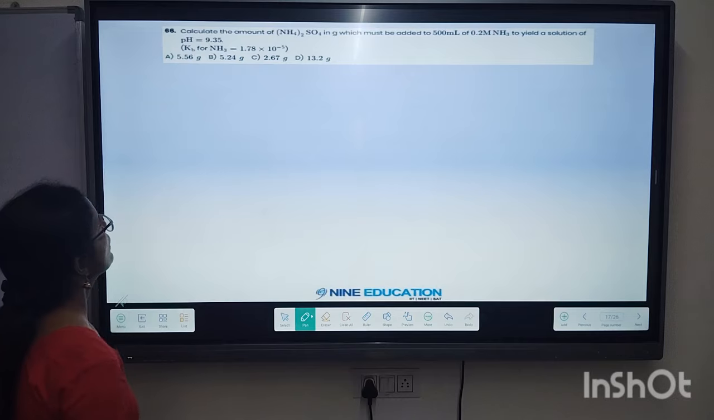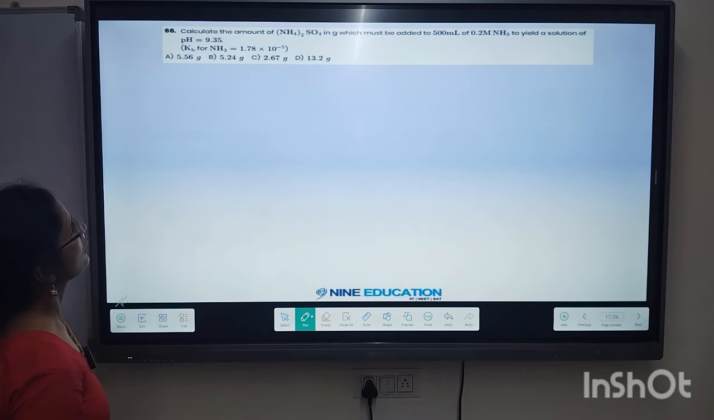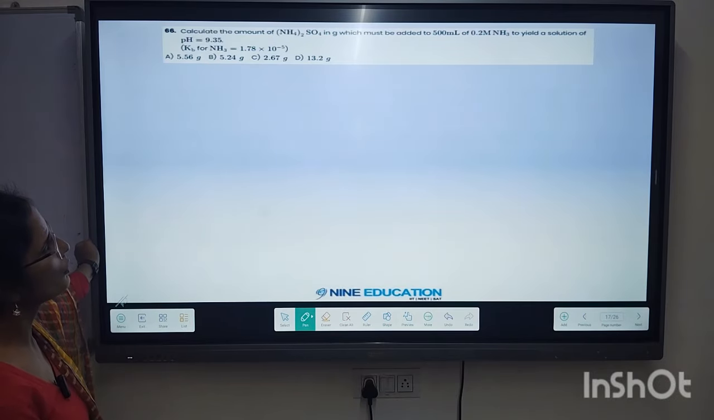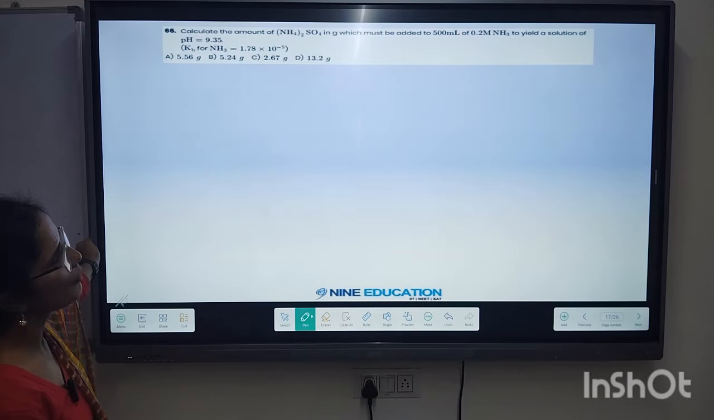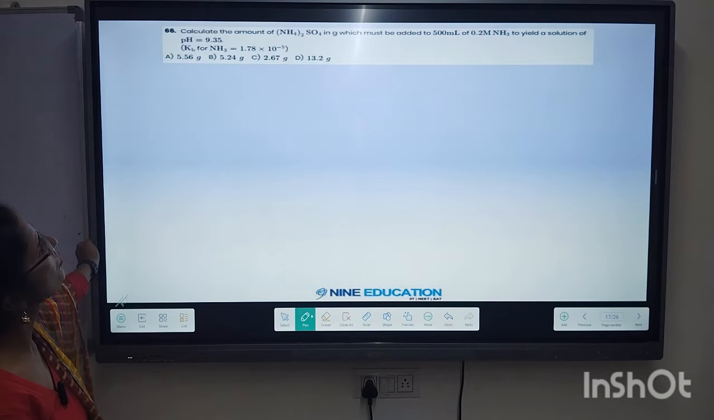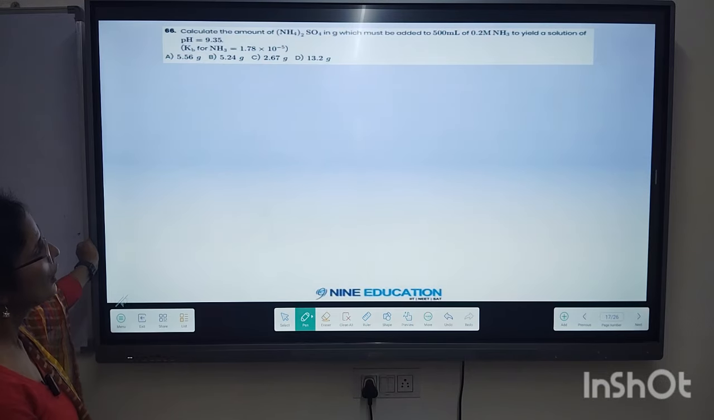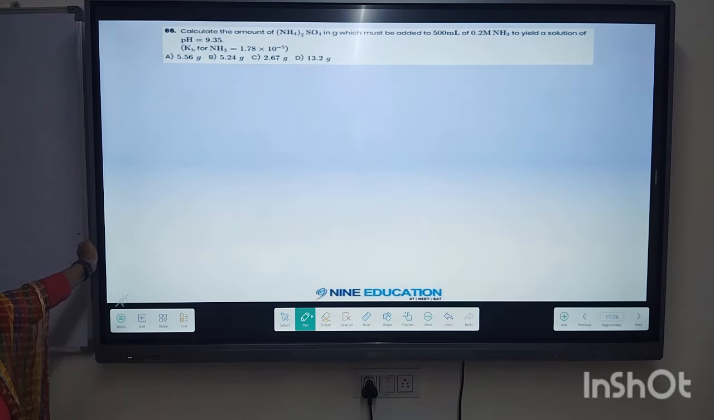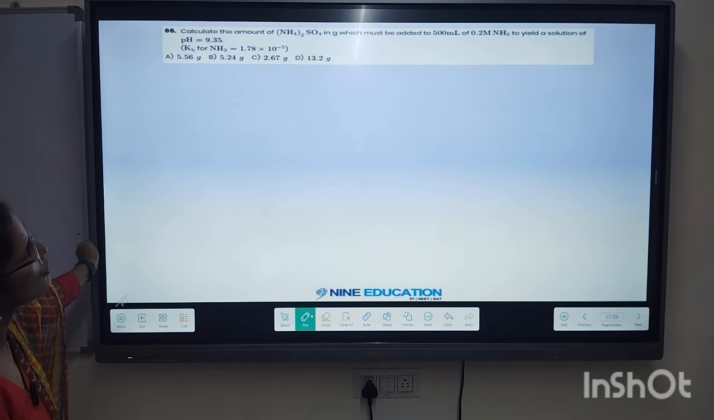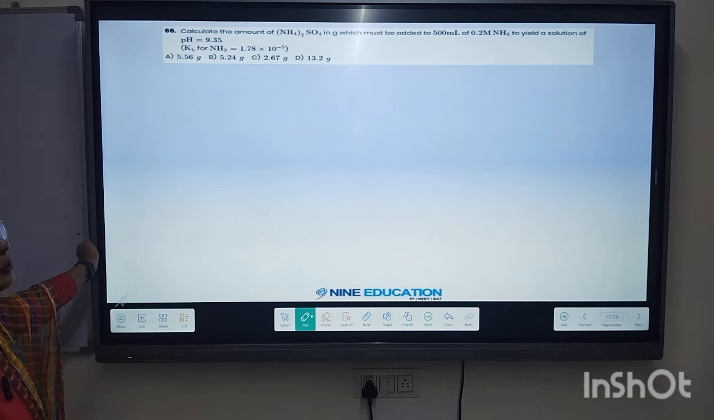Next we have question number 66. Calculate the amount of (NH4)2SO4 in grams which must be added to 500 ml of 0.2 molar ammonia to yield a solution of pH 9.35. In this case we have one compound, ammonium sulfate, (NH4)2SO4. We are adding it to the ammonia solution, NH4OH, to yield a solution of pH equal to 9.35.